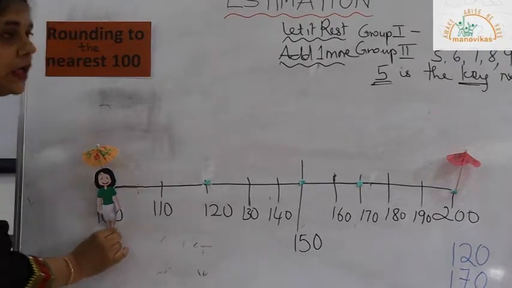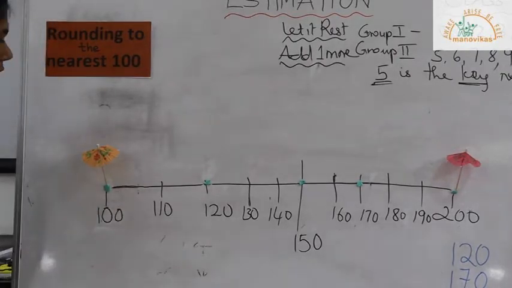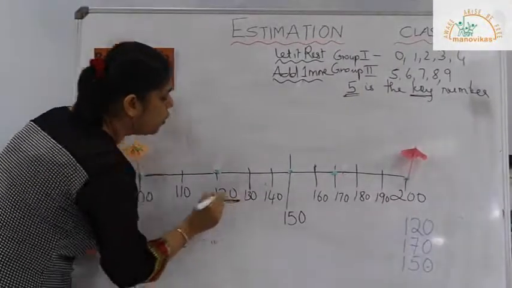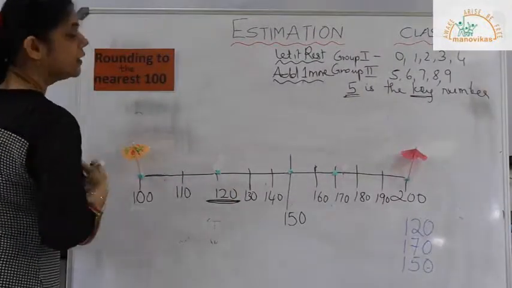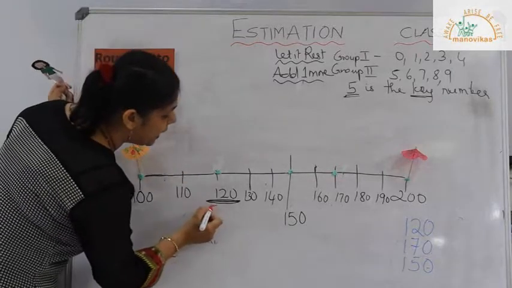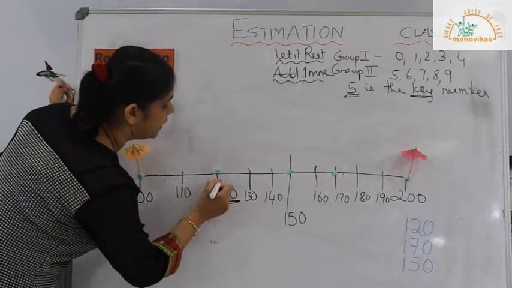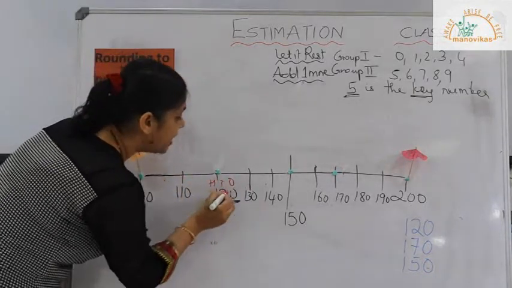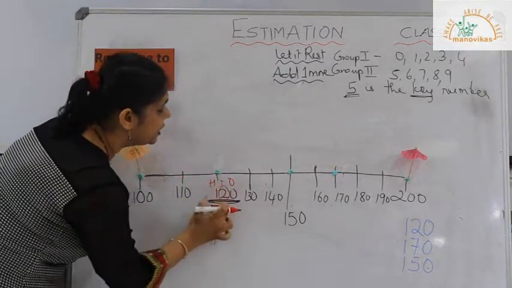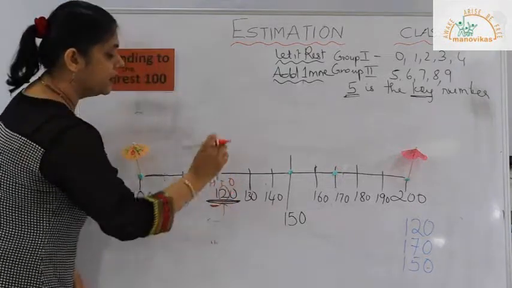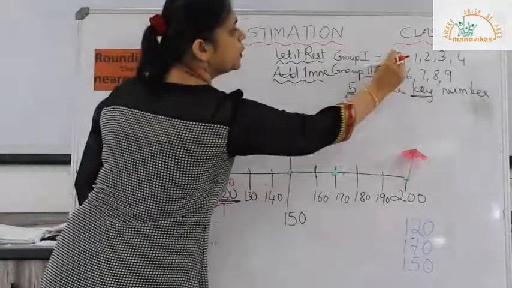Have you understood? Now, what has happened here? Again, children, we need to round 120 to the nearest 100. So, which place are you going to underline? 1. This is in the hundreds place, right? Now, which digit are you going to check? You are going to check the digit in the tens place, that is 2, right? Now, this 2 is in group 1.